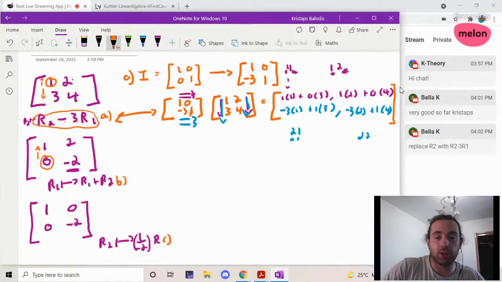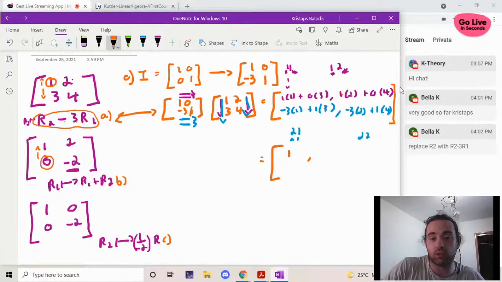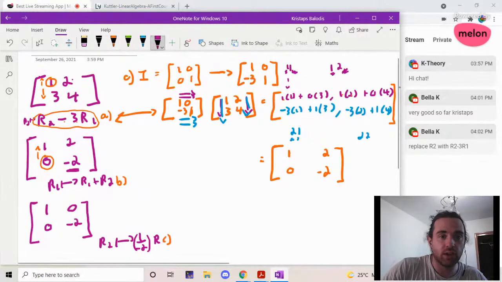Okay, and let's simplify this. So in the first entry, I get 1 times 1 plus 0 times 3, which is 0, so that's just 1. Here I get 1 times 2 plus 0 times 4. Again, 0 times anything is 0, so this becomes 1, 2. Then in the 2, 1 entry, I'm going to get minus 3 plus 3 is 0. And in the final entry, I get minus 3 times 2 is negative 6, plus 1 times 4 is negative 2. And now look at this.